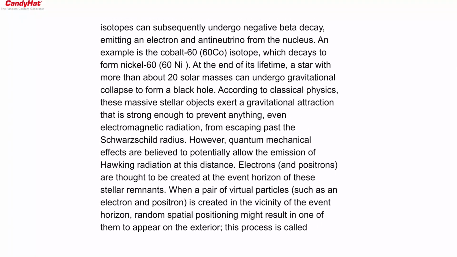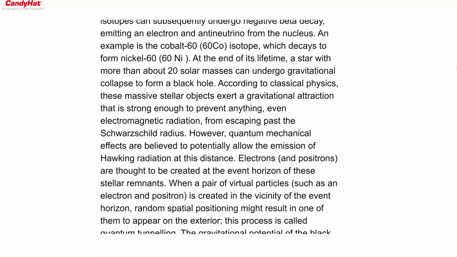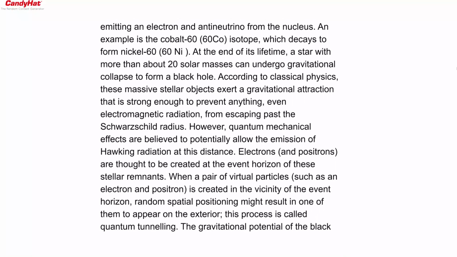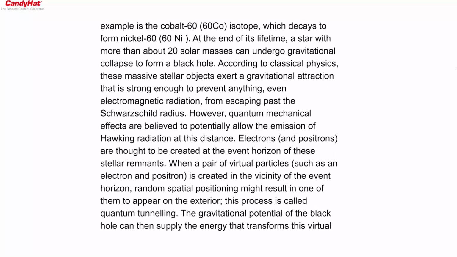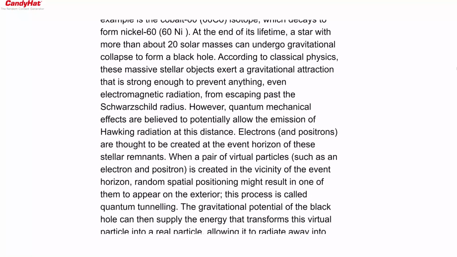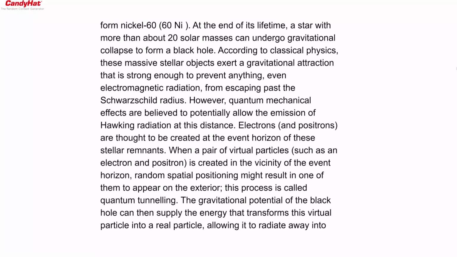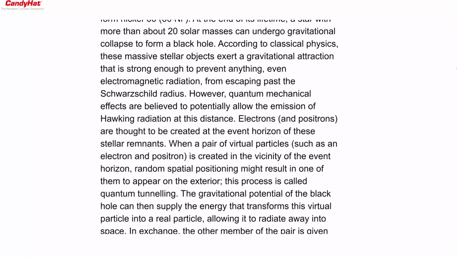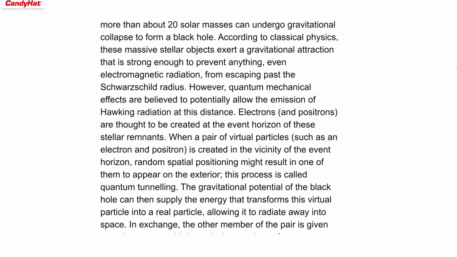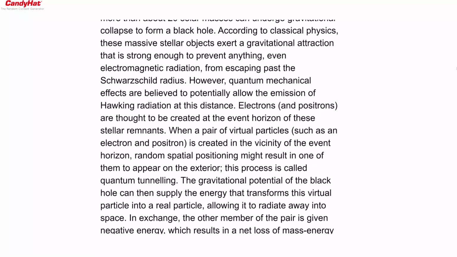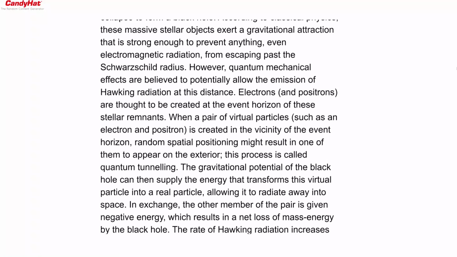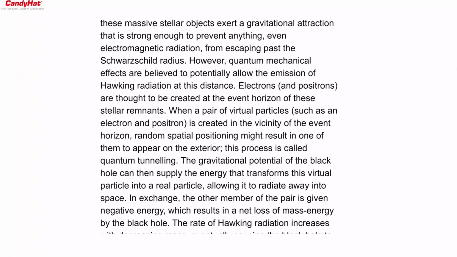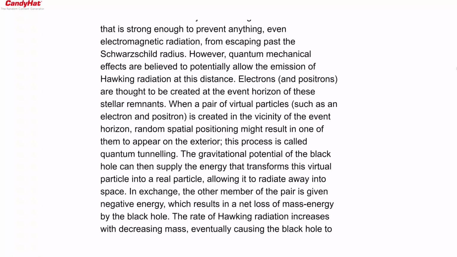At the end of its lifetime, a star with more than about 20 solar masses can undergo gravitational collapse to form a black hole. According to classical physics, these massive stellar objects exert a gravitational attraction that is strong enough to prevent anything, even electromagnetic radiation, from escaping past the Schwarzschild radius. However, quantum mechanical effects are believed to potentially allow the emission of Hawking radiation at this distance.